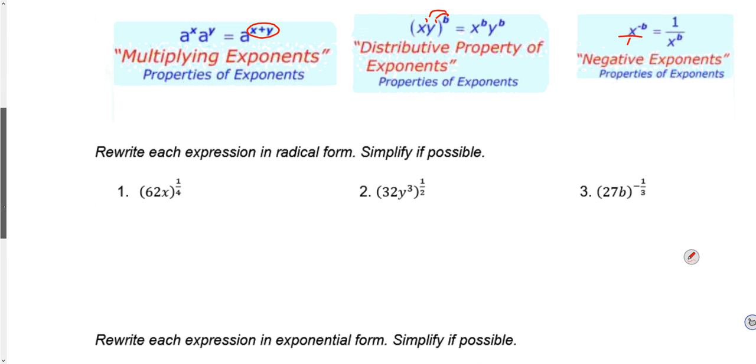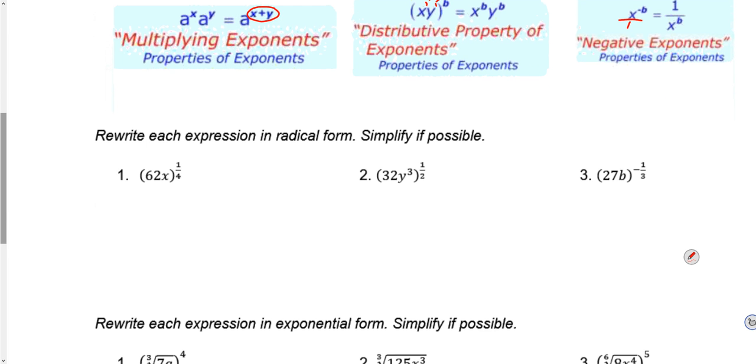So following the directions, it says rewrite each expression in radical form and then simplify if possible. So the first thing I want to do is slant this right here so I can figure out how I can write it a little easier. So we're going to take the 62x, and I'm going to leave it in the parentheses, and I'm going to put the 1 on the exponent, and then I'm going to take the 4th root of that.